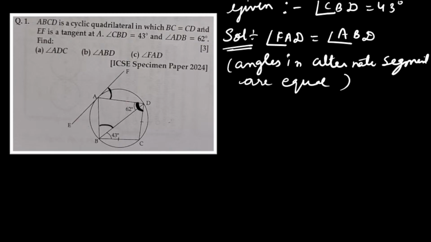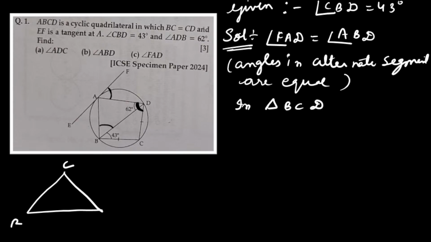Okay, so Aditya has given ADC is equal to 105. Now I'll use triangle BCD, because here two things are given to us. I'll redraw the triangle, BCD. BC is equal to CD, and angle B is given to us as 43 degrees.